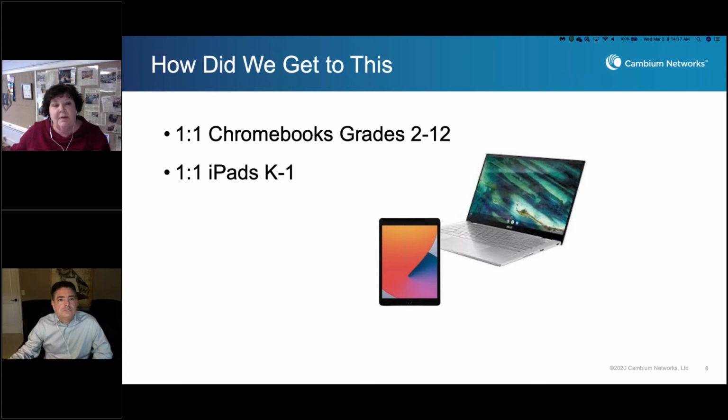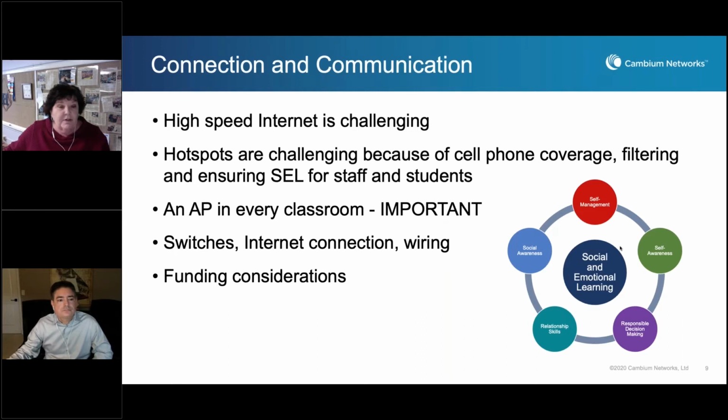So with connections and communications, we talked about how high-speed internet was going to be challenging for our staff and for our students. We had staff members that didn't even have high-speed internet at home. We started looking at hotspots, but they're challenging because cell phone coverage here is very spotty. We looked at filtering and making sure that social emotional learning was available, not just for our students, but for our staff. We tried to offer alternative ways for people to connect. We put arrays on the outside of all of our buildings. We put them down at press boxes on our football fields so that students could drive in anywhere in their school and connect. We did hotspots with community.